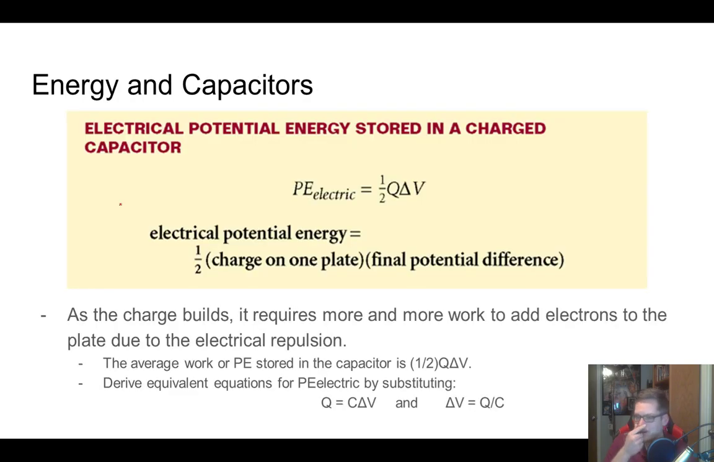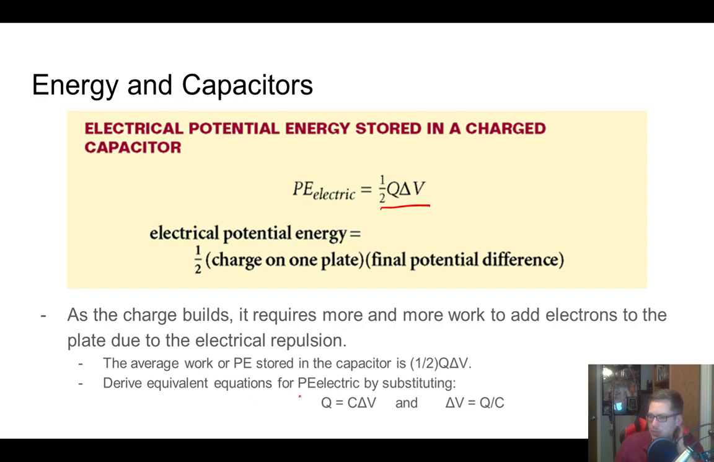All right, last little bit here: energy in capacitors. This connects what we talked about last video with this video. This is the electric potential energy, and it is equal to 1/2 Q times delta V. Essentially we can relate these values together and figure out how much charge, or how much work we can do, or how much potential energy is stored in our capacitor.